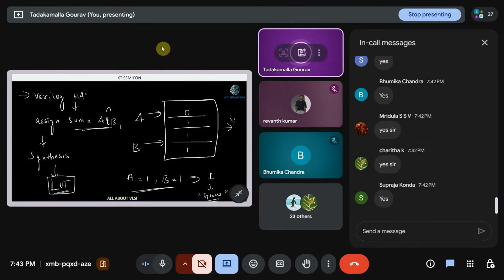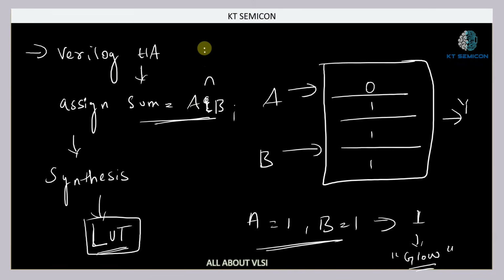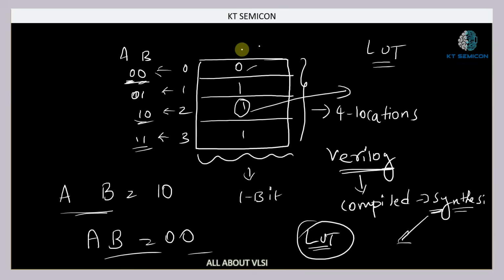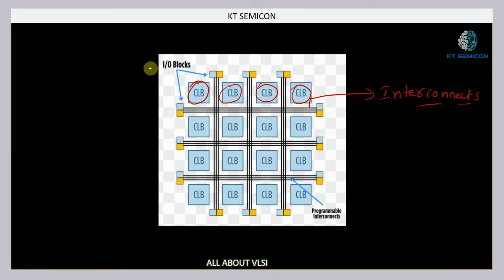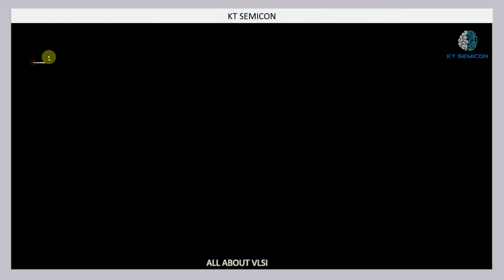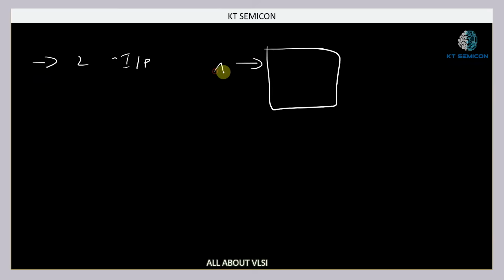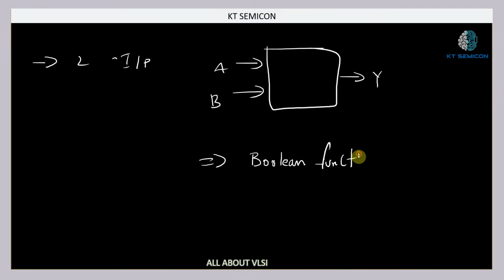Now, my next question is, let's say you have a two input LUT with you. Can anyone tell me what is the possible number of Boolean functions you can form with this two input LUT? How many Boolean functions can you form using this 2 input LUT? Can anyone tell me?